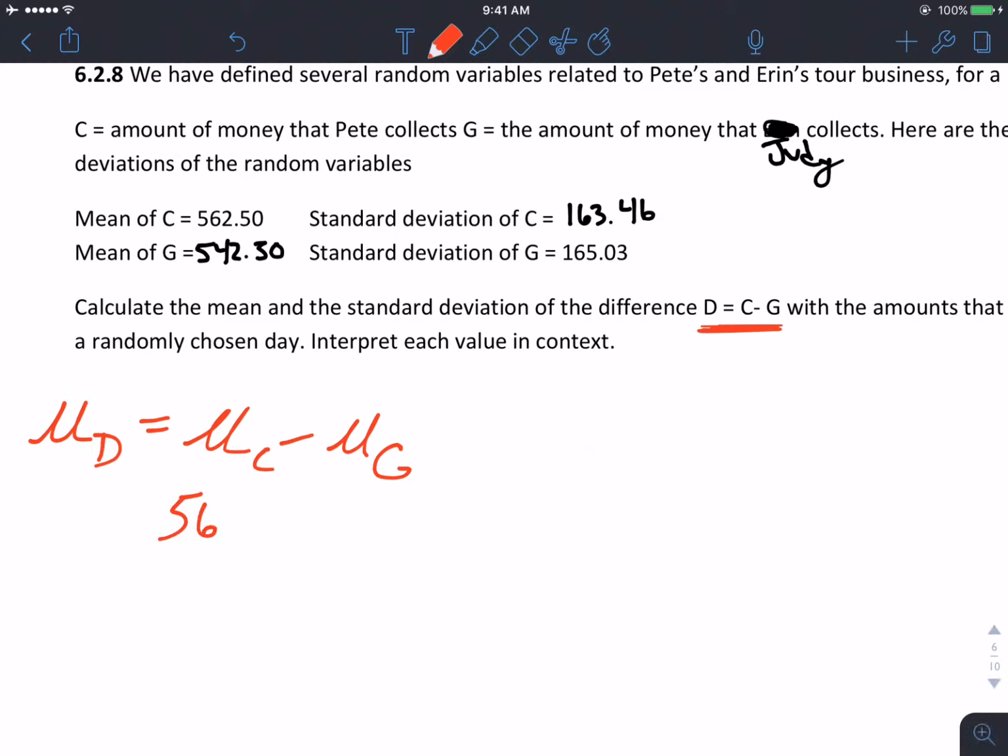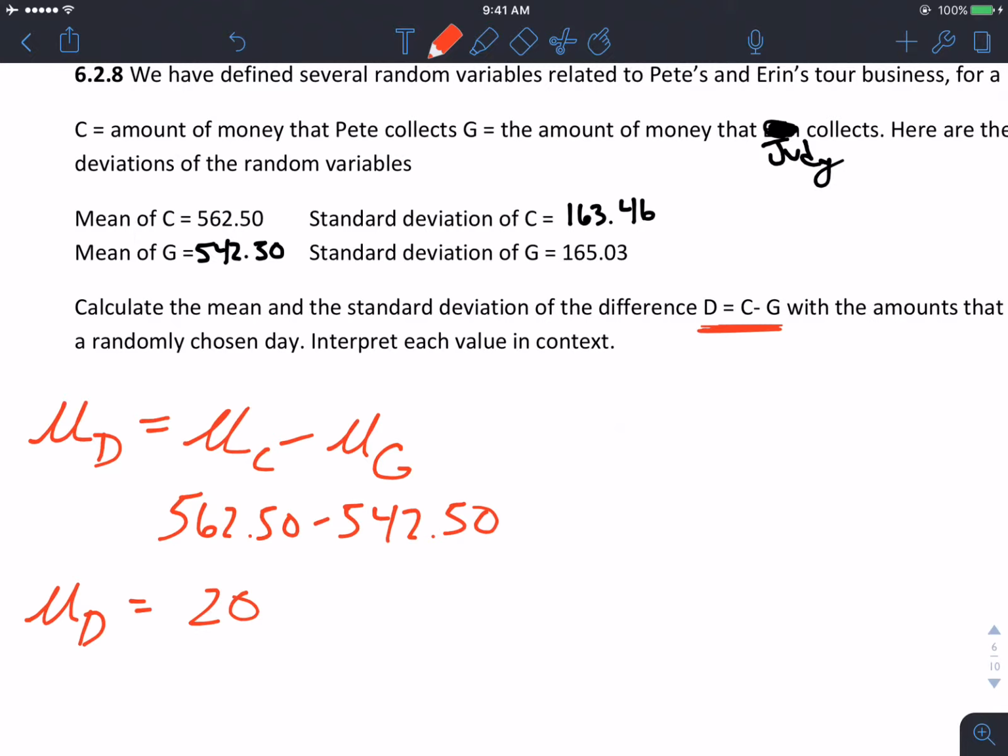So 562.50 minus 542.50. And our new mean is $20. That means on average Pete collects $20 more than Judy on a given day.